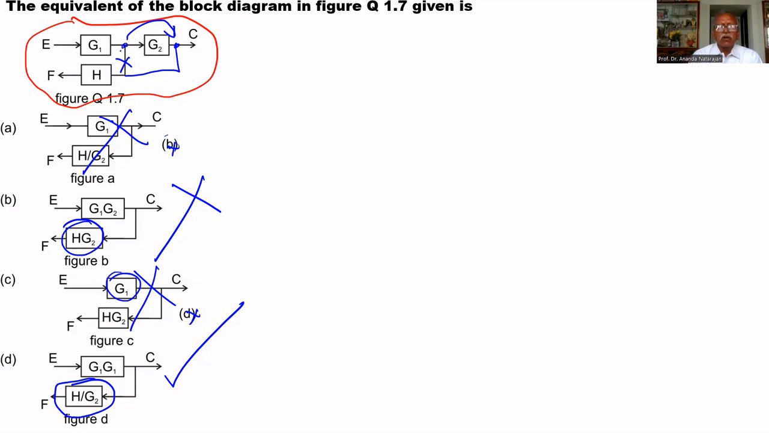So G2 is not included in the feedback originally. If you move the takeoff point after G2, G2 is also included in the feedback. That's why we have to attenuate the feedback path by G2. Therefore, D is the correct answer.